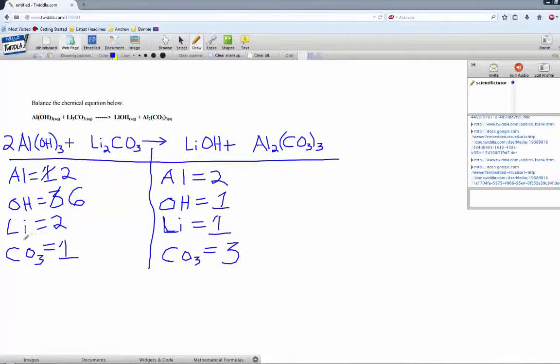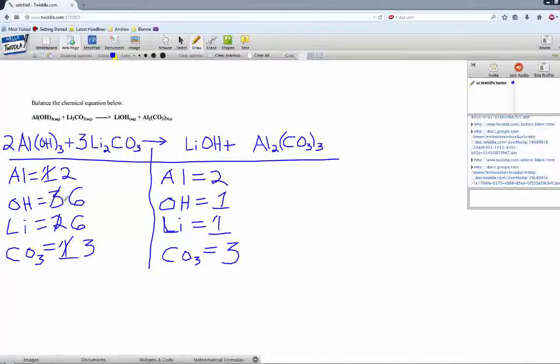Next, I'm going to try changing the CO3s. I have 1 CO3 on this side and I have 3 on this side. I'm going to put a 3 in front of here. That means it's 3 times this one whole group. So I have 3 CO3s now. And I also have to change Li. 3 times 2. That means that there's 6 Li. I can move to the other side now.